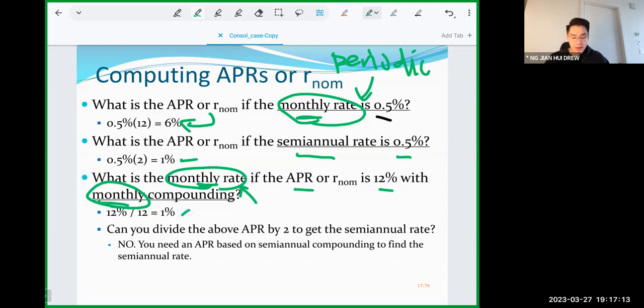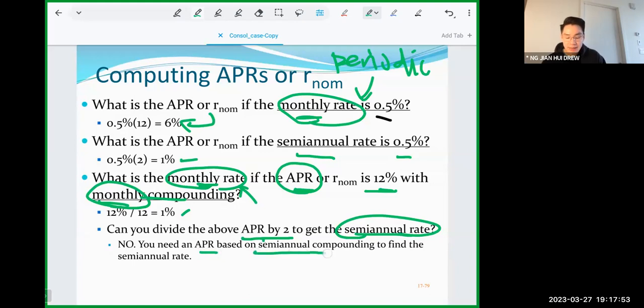All right. But the question says, can you divide the above nominal or APR by 2 to get the semi-annual? So this is where the earlier question comes in. The answer is actually no, because this APR of 12% is based on monthly compounding. So let's say you want to find the semi-annual rate. We cannot do it, because this is semi-annual, but this is based on monthly compounding. So no, we cannot do it, because you need the APR that is based on semi-annual compounding in order to find the periodic rate for semi-annual.